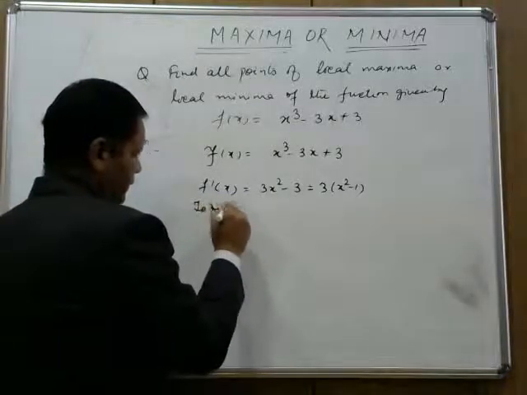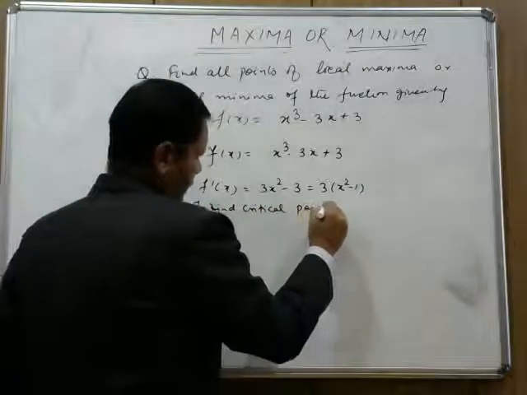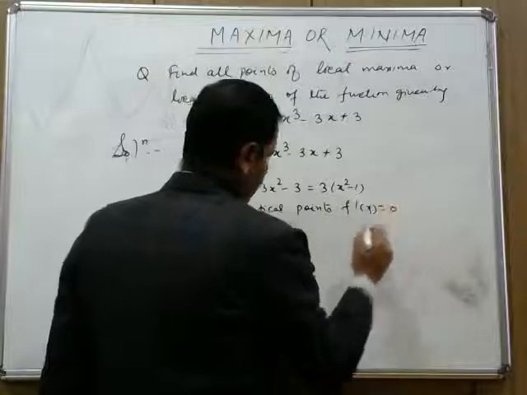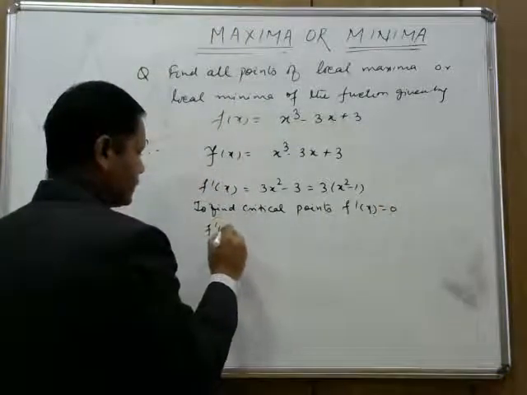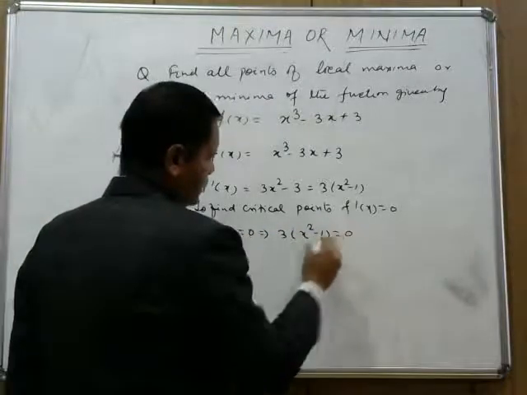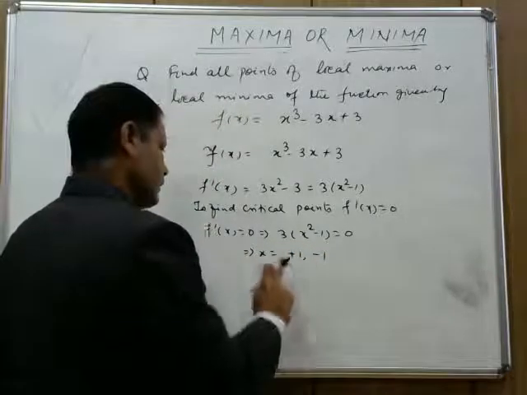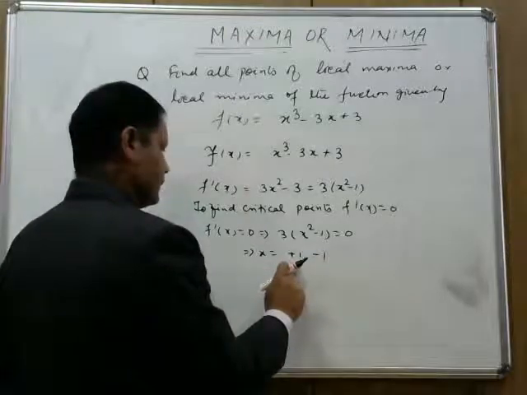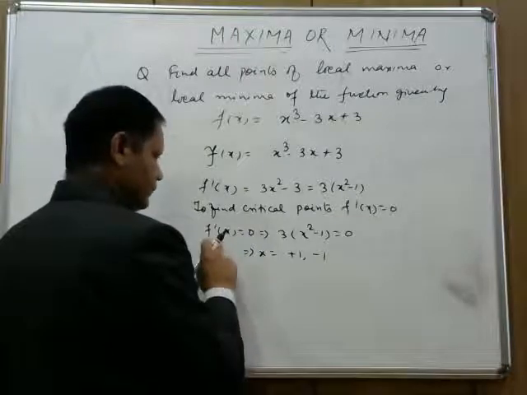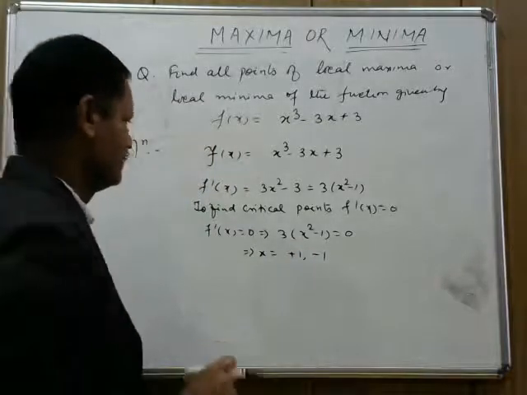To find critical points, we put f dash of x equal to 0. So now f dash of x equal to 0 implies that 3 times x square minus 1 equal to 0. It implies that x is equal to plus 1 and minus 1. That means there are only 2 points where this function can attain maxima or minima.